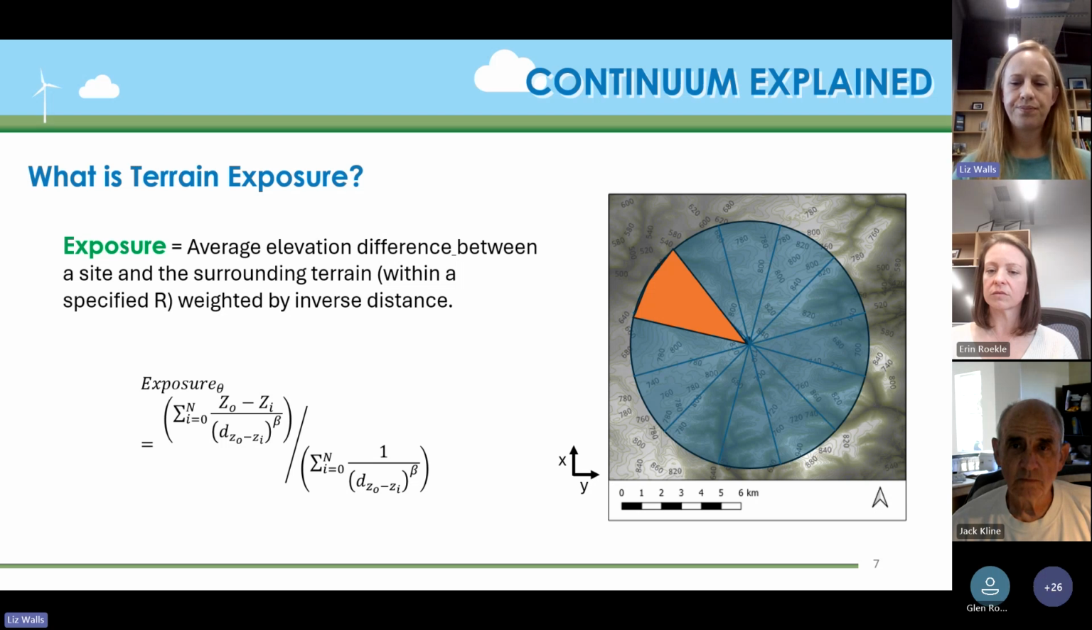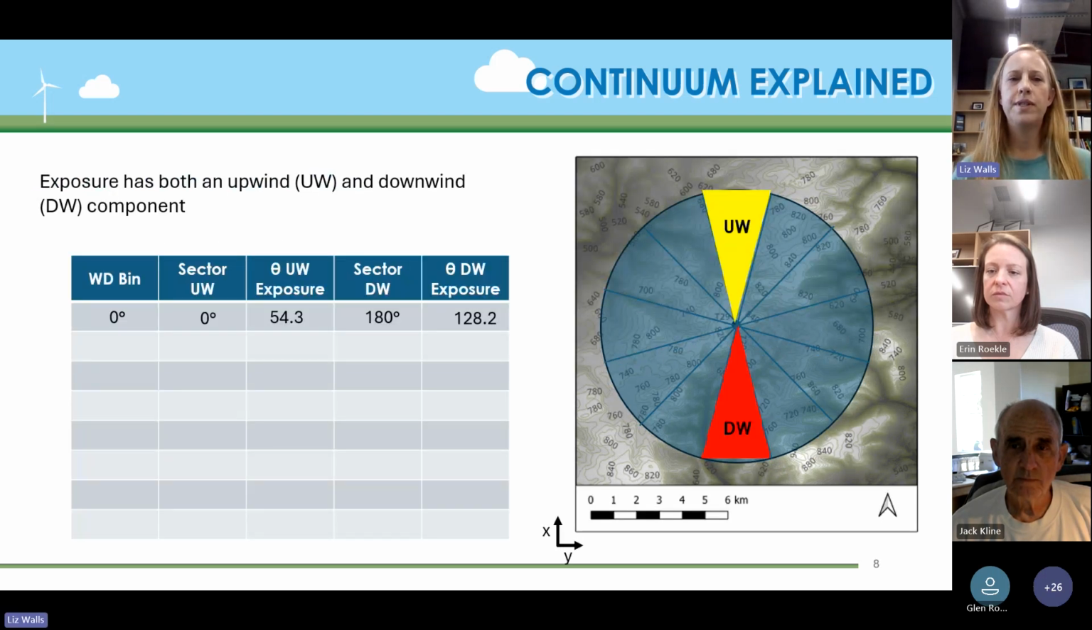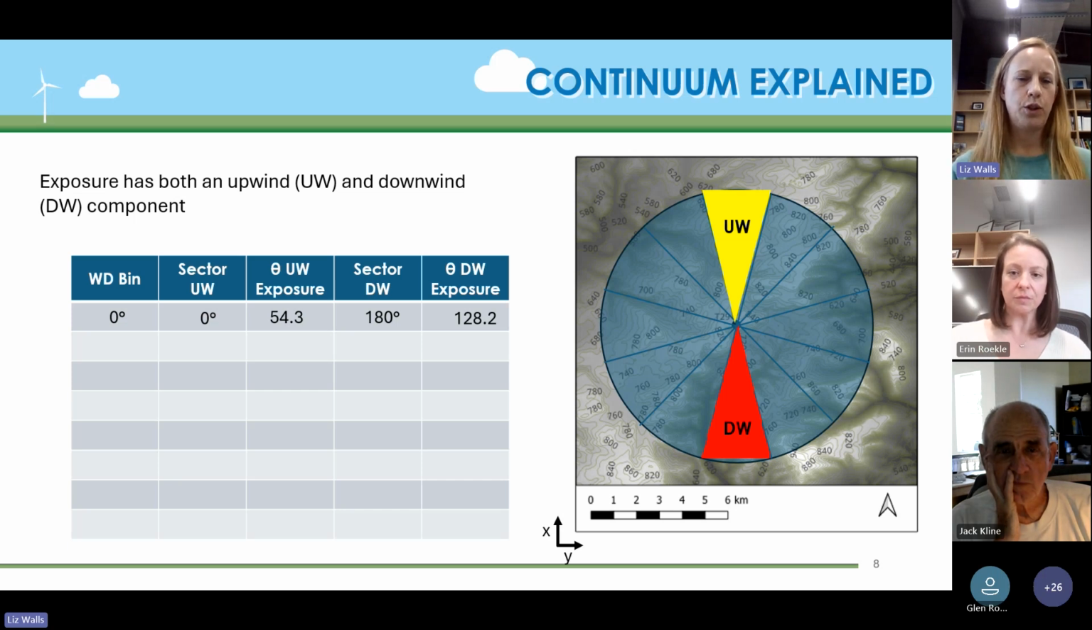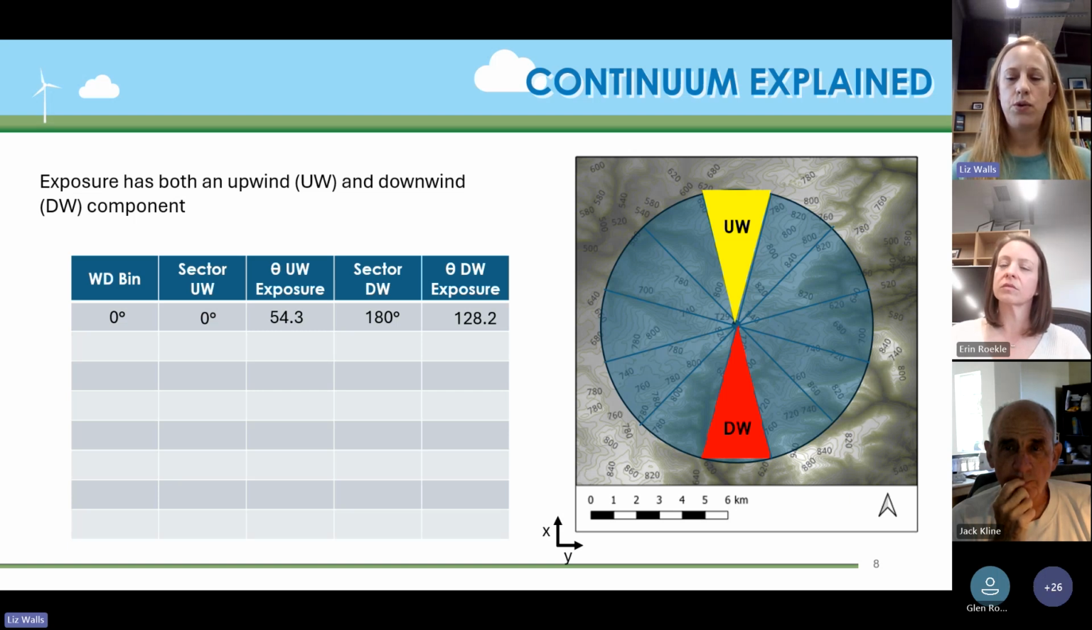Now, one really important concept that we want to make sure everyone is comfortable with and understands is that the exposure has both an upwind and downwind component to it. So let's explore what that means in a very specific example. Again, this is the Allegheny Ridge site topography map. Let's say we're considering just the northerly wind direction sector, so wind direction of 0 degrees. When looking at the wind from the north, from 0 degrees, the upwind sector is 0 degrees. So the upwind sector is the north.